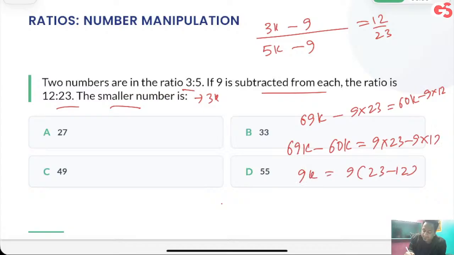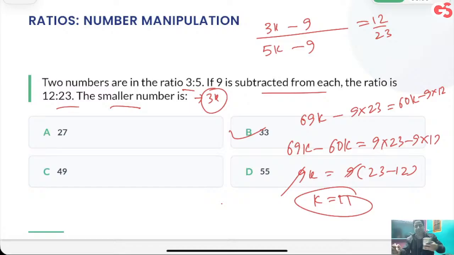Do you see what happened? I did not try to play smart and waste any time over here. So K is equal to 11, so 3K is equal to 33. Is that clear, everyone? All of you got this? Yes or no?